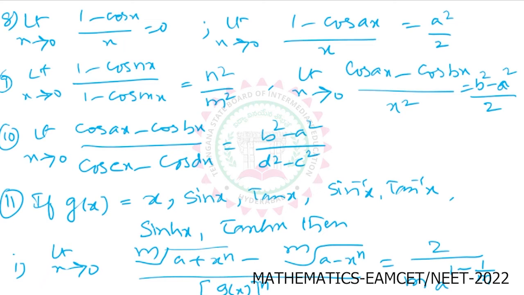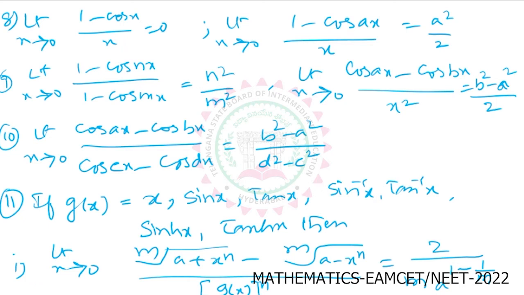So what you have to remember: limit x tending to 0, mth root of (a plus g(x)) to the power n minus mth root of (a minus g(x)) to the power n, divided by (g(x)) to the power n, is equal to 2 divided by m into a power of 1 minus 1 by m. g(x) can be taken as x, or sin x, or tan x, etc. It depends upon the requirement of the problem. So whatever question comes, you see this and substitute. Okay, so this is the first formula.